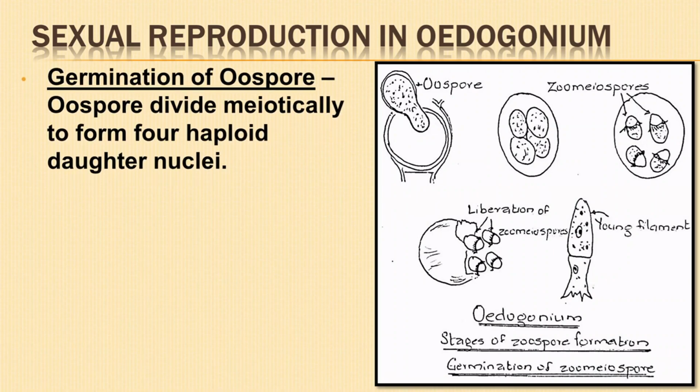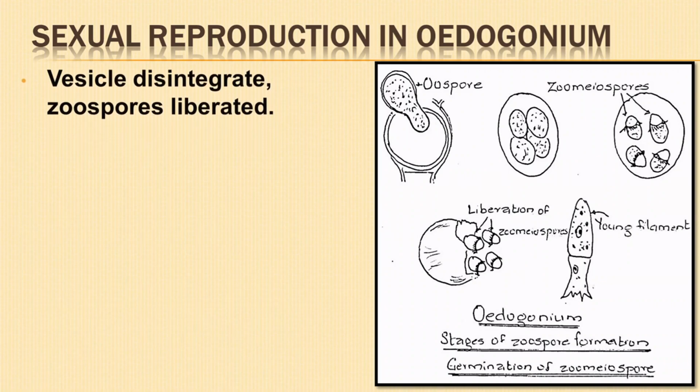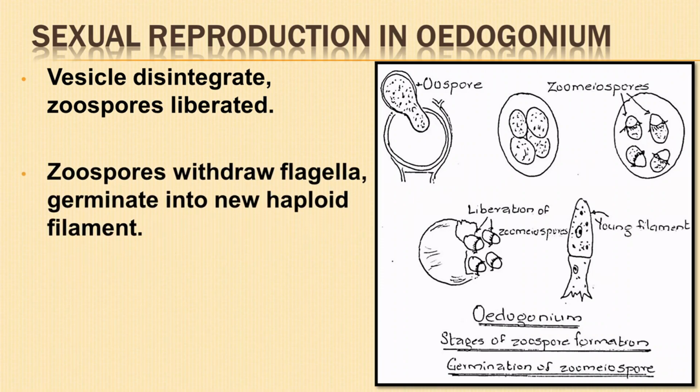During favorable condition, the oospore divides meiotically to form 4 haploid daughter nuclei which get surrounded by cytoplasm. They develop flagella and are called meiospores. The oospore wall ruptures, liberating the meiospores which are surrounded by a vesicle. Soon the vesicle degenerates and the zoospores are set free in water. After some time, they withdraw their flagella and germinate into new haploid Oedogonium filament.